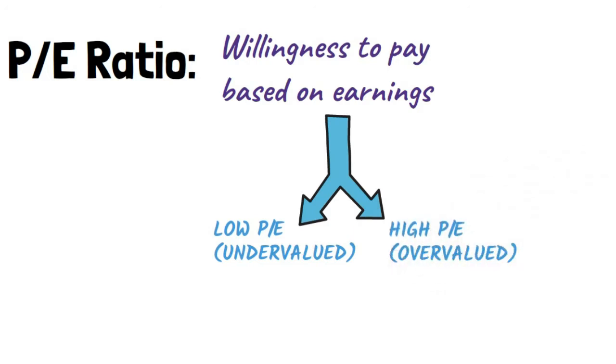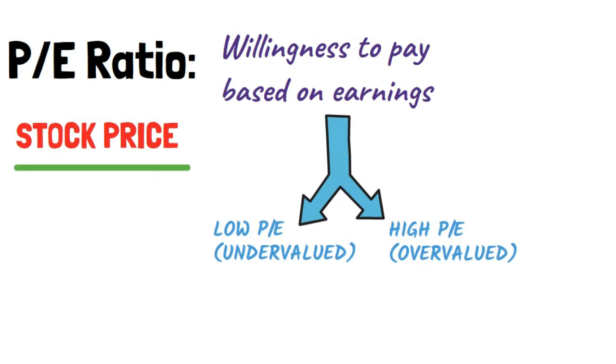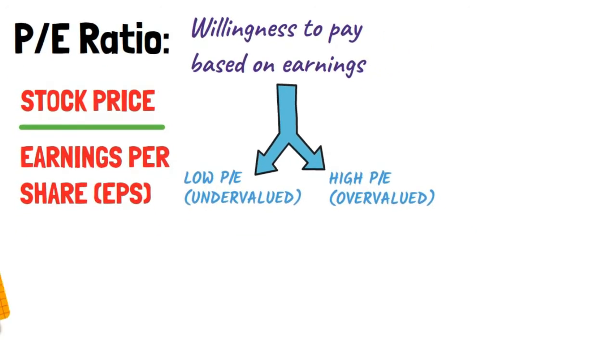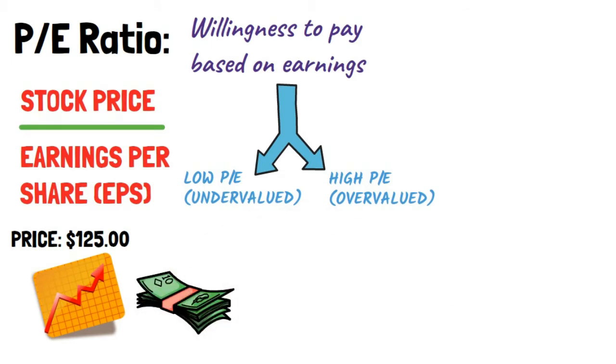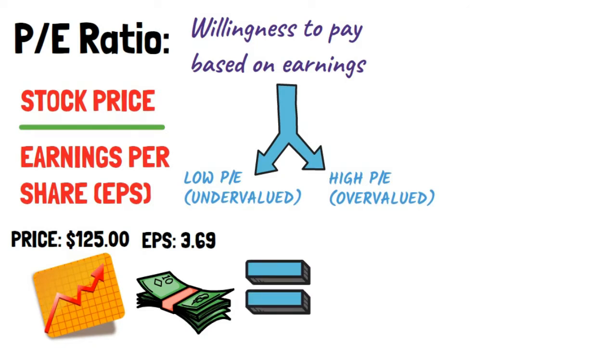a stock is overvalued. On its surface, the calculation is simple, and it is made by taking the market price of a stock and dividing it by a company's earnings per share. For example, let's assume that a stock has a price of $125 and an EPS for the trailing 12 months of 3.69. The PE ratio would be 33.88. That is, the market is willing to pay $33.88 for every $1 of the company's earnings.